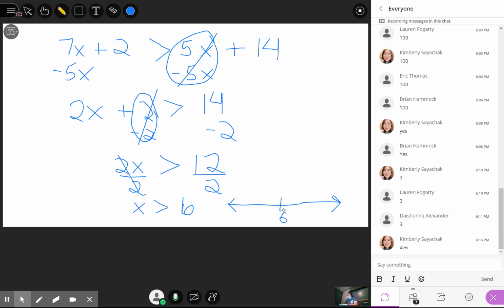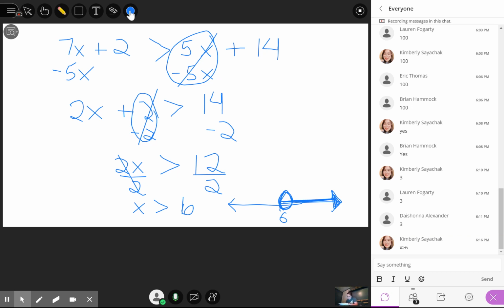And the way you show any number greater than 6 is with a parenthesis like this, and then you shade your number line showing any number larger than 6. Now, some textbooks will show that as an open circle instead of a parenthesis. That also shows any number larger than 6, but it's not actually including the 6.